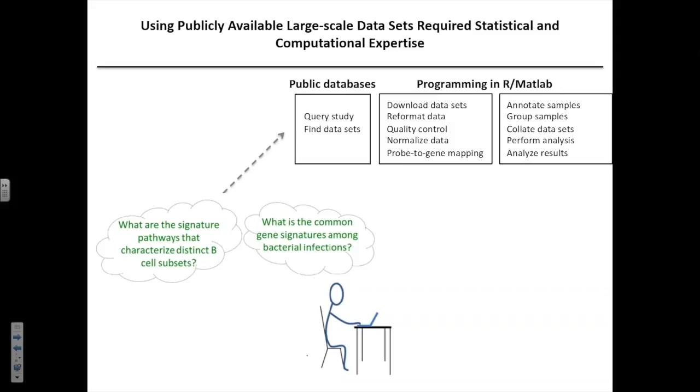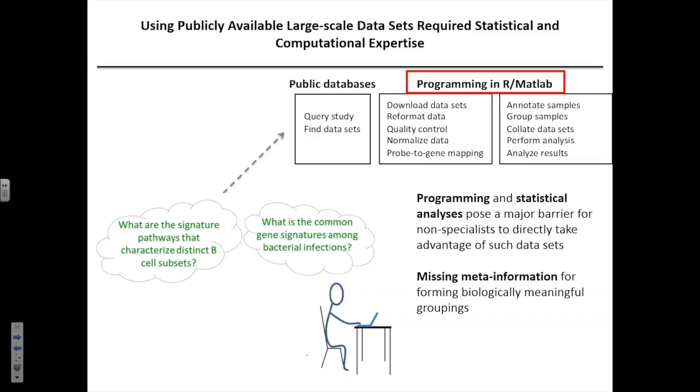you can download them, and you need to do quite a bit of data QC, typically. You've got to normalize the data. You've got to, for example, in the case of microarrays, map the probes to the genes. And then you've got to annotate them and really design the comparison, for example. So there are two barriers. One, as I mentioned already, is the programming and statistical analyses. That really poses a major barrier for non-specialists.